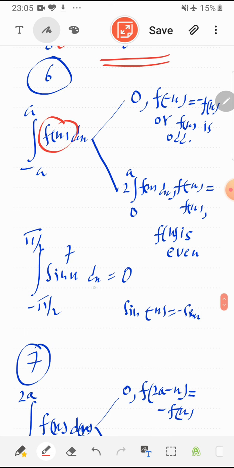Like integral of sine raised to the power 7 x dx from minus pi by 2 to pi by 2, straight away it is 0, because sine of minus x is minus sine x. Moreover, the power is also odd, so that is making it an odd function. Had it been sine raised to the power 8 x, it would have been an even function, because although sine x is odd, due to the even power the overall function is even, so it would not have been 0. So this is the point: not only focus on sine but also on the power.